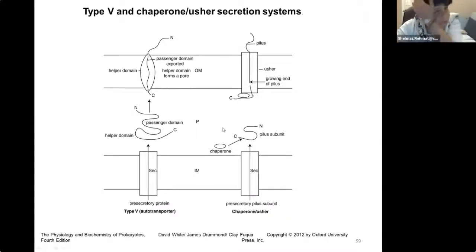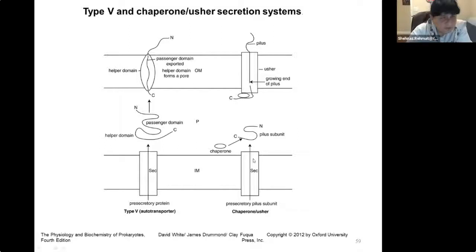So easier for you to look at. The picture is much simpler, always in the white book that I usually find more appealing and easy to explain rather than that. But here it is. Your autotransporter, the pre-secretory protein, goes through the SEC system, and it has two domains in it. We call them the passenger domain and the helper domain. So the helper domain of the protein actually forms the channel in the outer membrane and allows the passenger domain to be exported out, where then it is, by proteolysis, released into the environment.